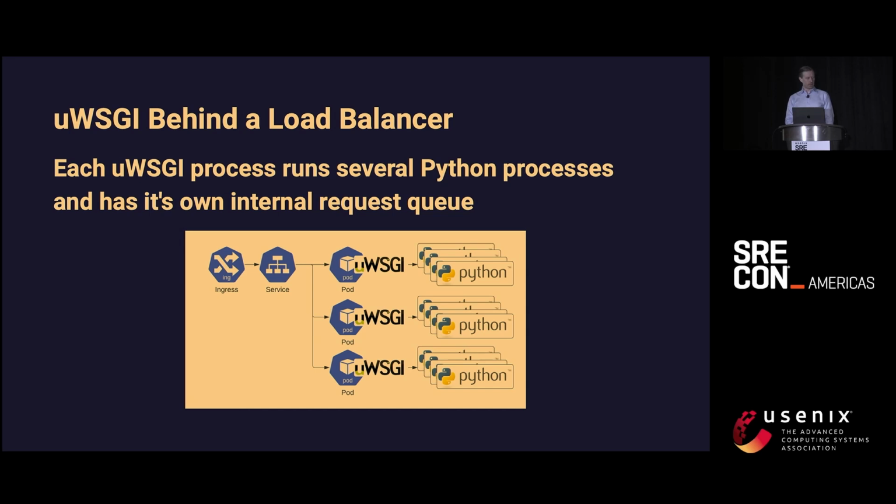So I don't know if anyone here has experience with Unicorn. I believe there's a few similar tools for other languages, but we've got some legacy code that's Python that runs under a server called Unicorn. And what Unicorn does, it spawns a bunch of Python processes and hands web requests to them. Each Unicorn process has its own request queue in case a request comes in that it doesn't have an available process to service.